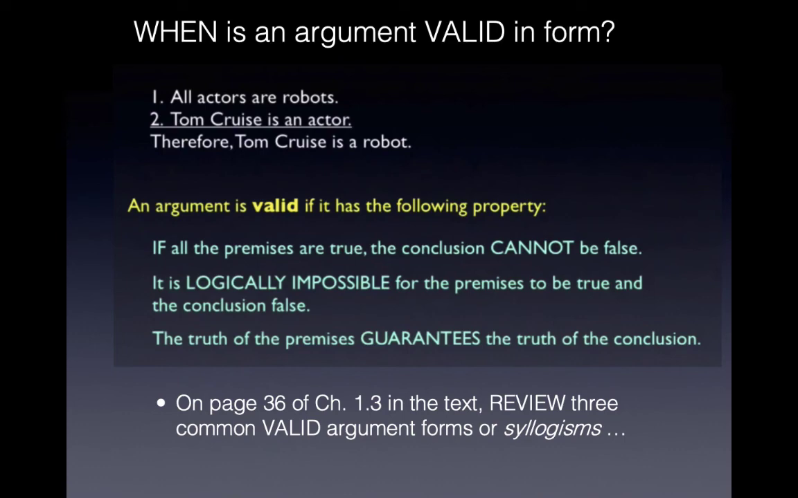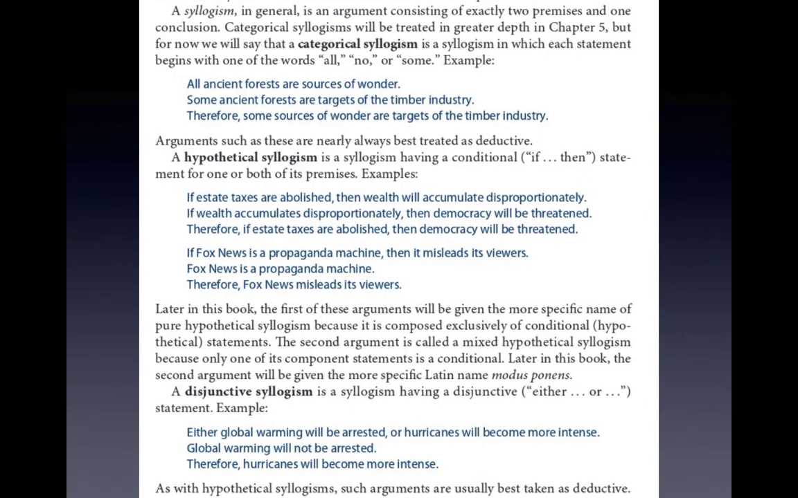On page 36 of chapter 1.3 in the text, review the three common valid argument forms or syllogisms. Syllogism is an old word for a kind of argument. Now, you've seen these already in the first discussion. You need to know what a hypothetical syllogism is. You need to know what a disjunctive syllogism is. So far, we've spent some time talking about varieties of hypothetical syllogism, for instance, modus ponens. We'll also talk about something called modus tollens. Some of you are already using that pattern from the worksheet I have for you in Canvas Module 1.